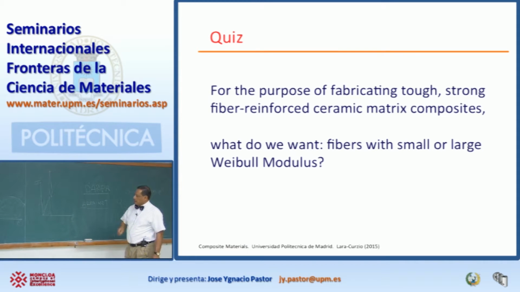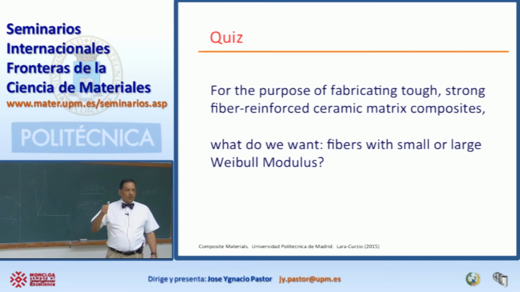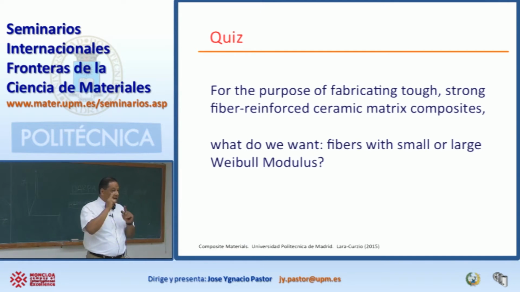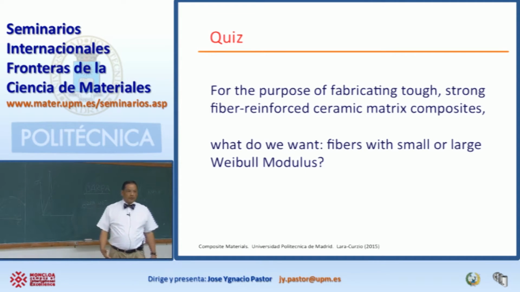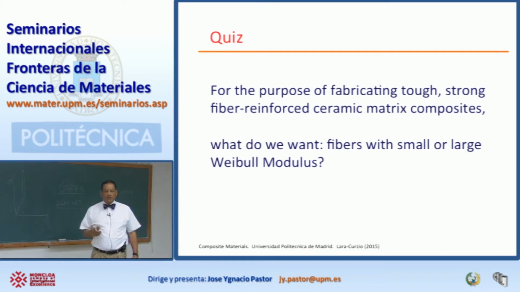So in the case of ceramic matrix composites, I want you to think about this. You have ceramic fibers. If I take a single fiber and pull it in tension, this single fiber is going to behave like that, okay? But now I'm going to take 100 fibers or 1,000 fibers, and I'm going to make a composite. And then the question is, how is that composite going to behave?